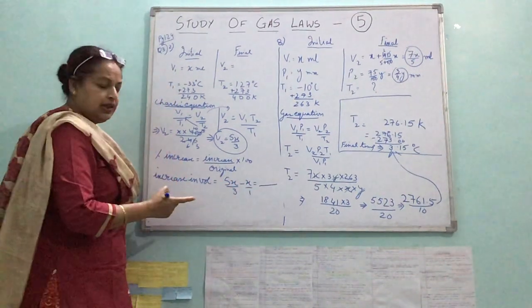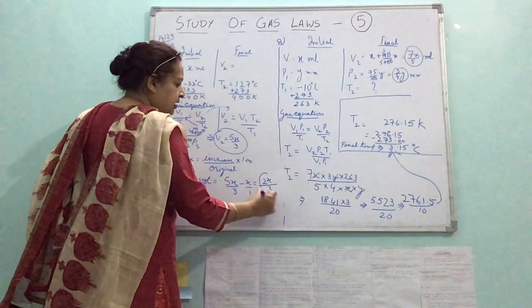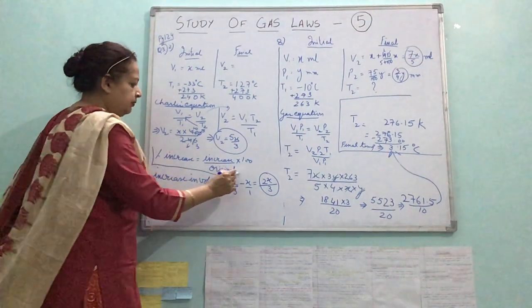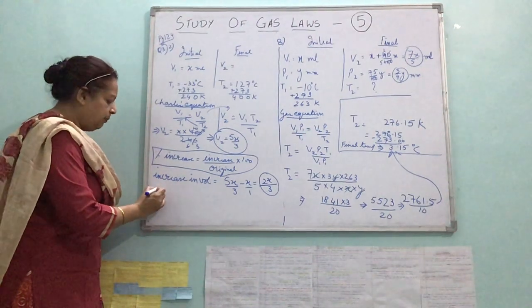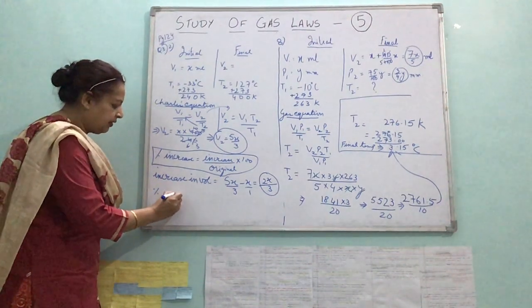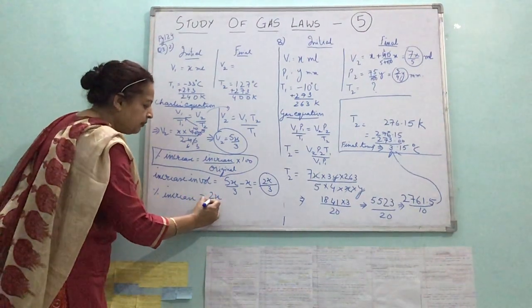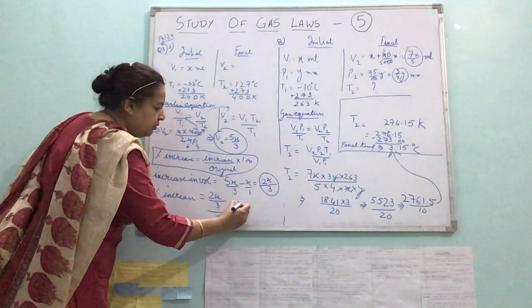Well, LCM, you know, is this. So from 5 we subtract 3, 2x by 3. This is the increase in volume. Okay. So now percentage increase is increase in volume upon original into 100.